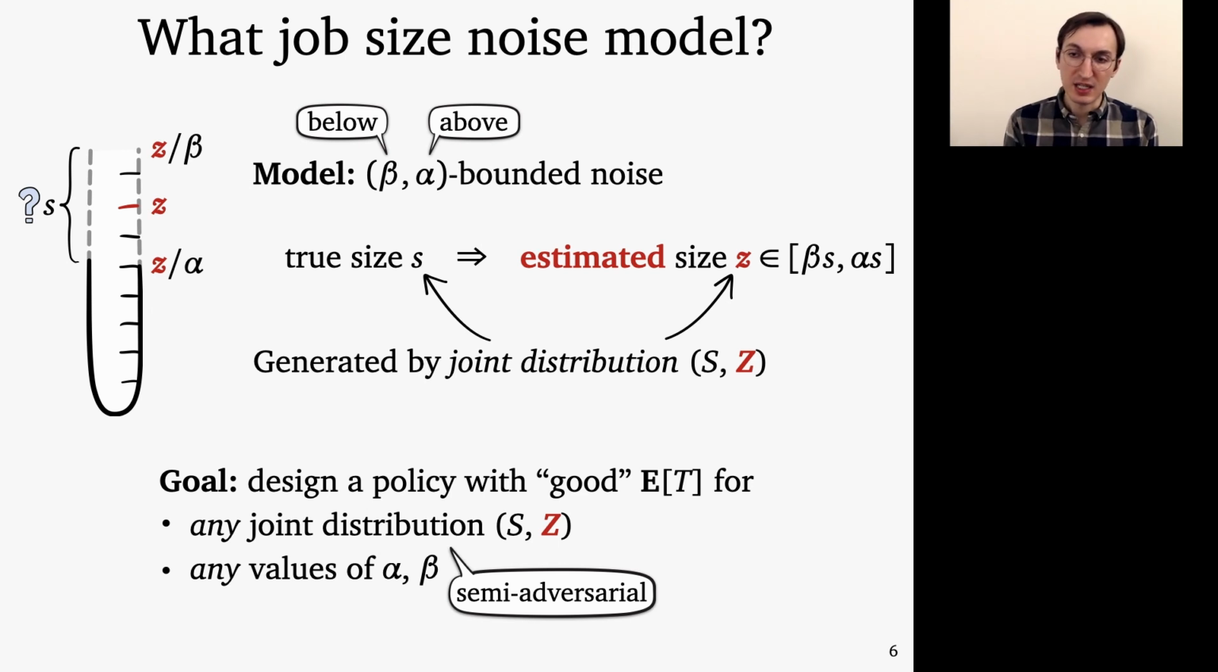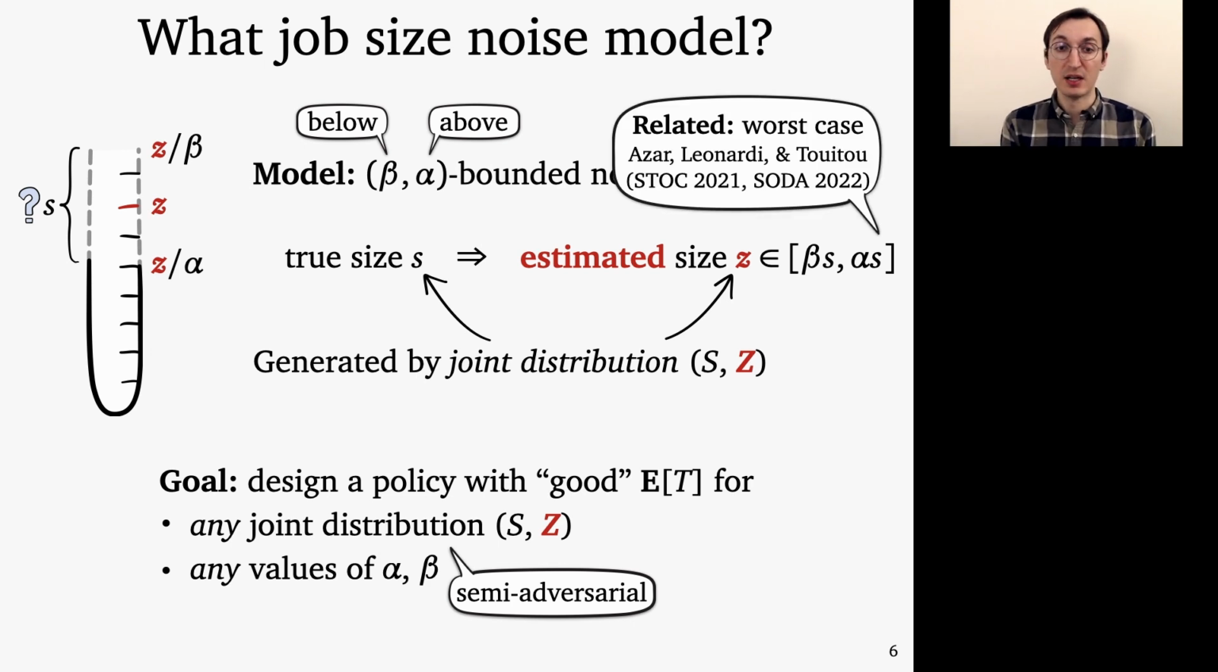Okay, so this is the noise model we're working with. And I want to mention that a variation of this model has been studied before in a worst case setting. Specifically, this beta-alpha bounded noise assumption has been studied in a line of work recently by Azar, Leonardi, and Touitou. So I think it's exciting that we're developing concurrent lines of work in both the worst case and stochastic settings. Okay, so this is the noise model we're going to be working with. Beta-alpha bounded noise that comes from some joint distribution, but we're not going to make any assumptions about what that distribution is, and we're going to try and schedule without actually knowing the distribution.